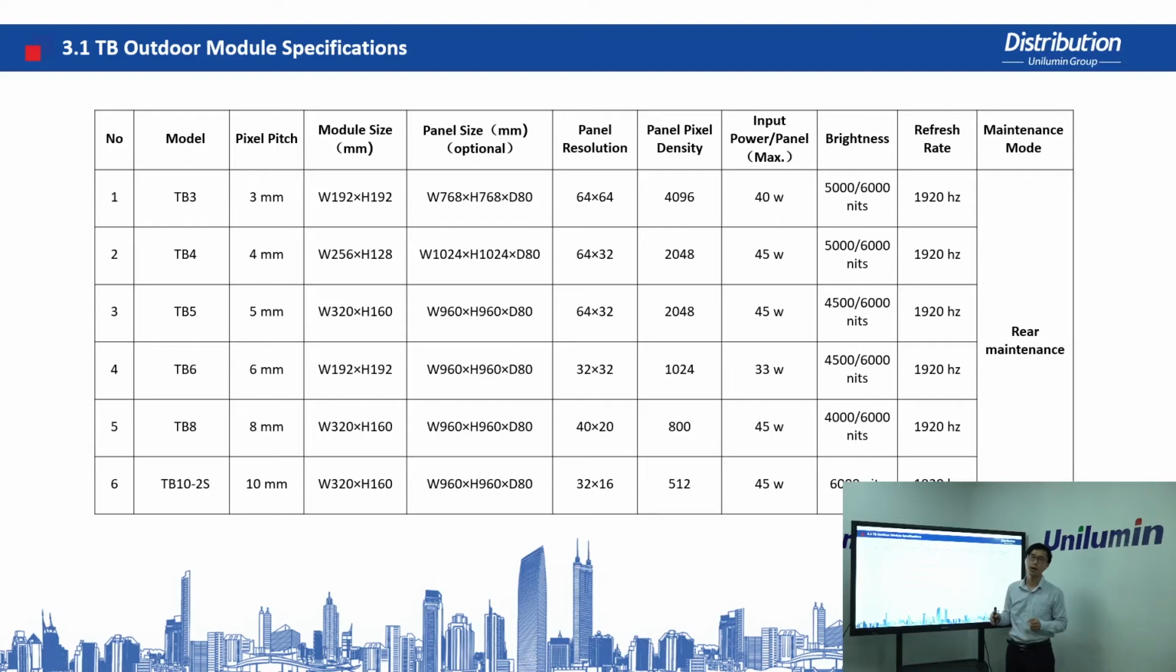So you don't need to buy for some projects that have direct sunshine on the screen. If we got 6000 nits, that's not a worry for us, so that we can bring the projects better than others. For the refresh rate, the standard is 1900. The maintenance is for rear.